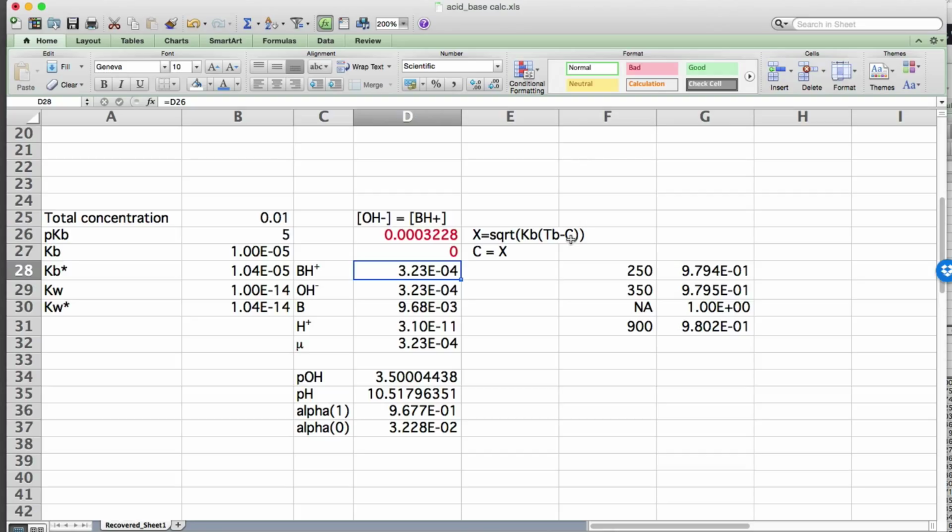And we're going to set up the same iterative approach where we're going to assume that the OH minus concentration is initially 0. We will substitute that 0 into our expression for X to calculate the OH minus concentration. And then we're going to set cell D27 equal to D26, and that creates the iterative process to compute a better value for OH minus. So I will start by doing that.